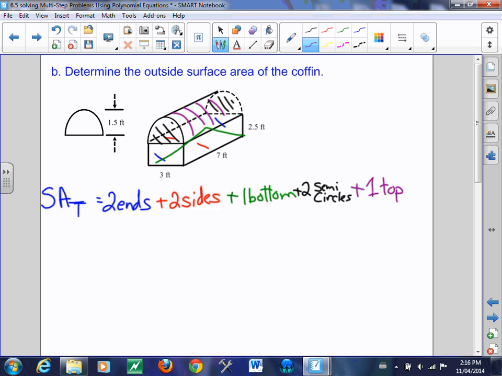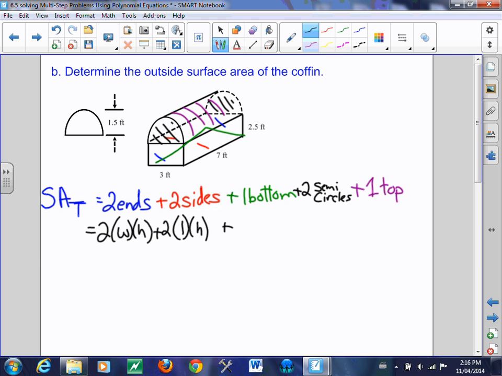All right. So taking a look at our formulas, subbing everything in, we have 2 times the ends, and the ends are going to be your width times your height. Okay? Plus 2 times the sides, which is going to be length times height.